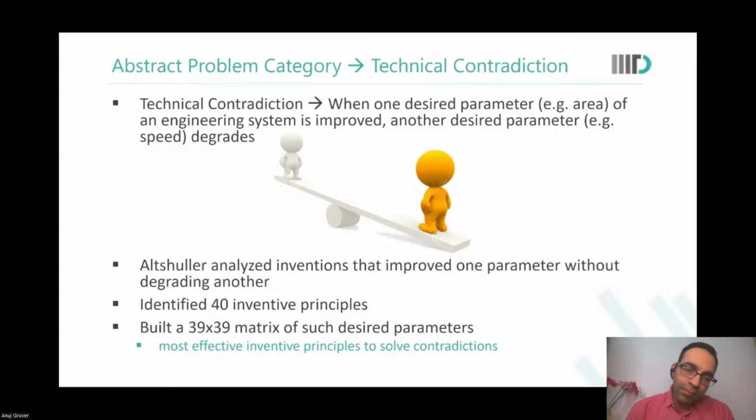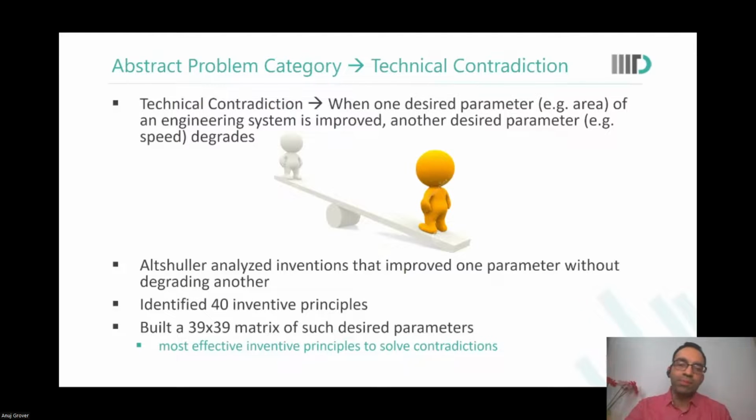So what Altshuller did was he identified those 40 inventive principles and built a 39 cross 39 matrix of such desired parameters. And in every cell of that matrix, he wrote the inventive principles which were statistically relevant and which were used most commonly to solve the problem there.